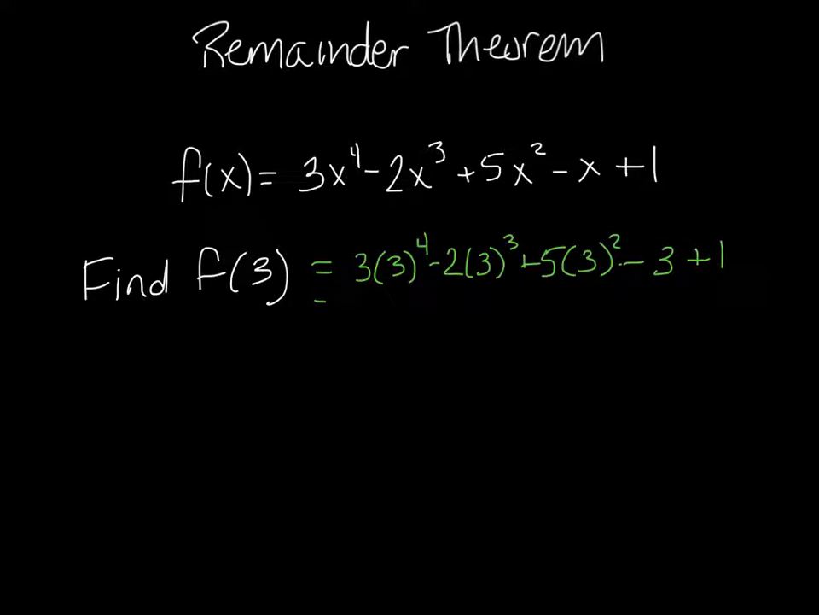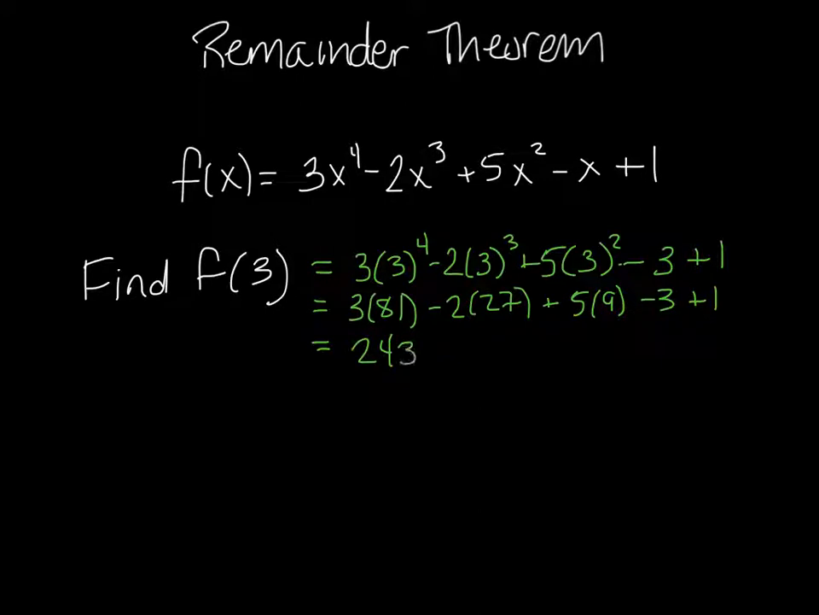And then I do the math, so this would be 3 times 81 minus 2 times 27 plus 5 times 9 minus 3 plus 1. And then I get to the point where I just want to make sure I'm getting it right. So we've got 3 times 81. That gives me 243 minus 2 times 27 is 54. Plus 45 minus 3 plus 1.